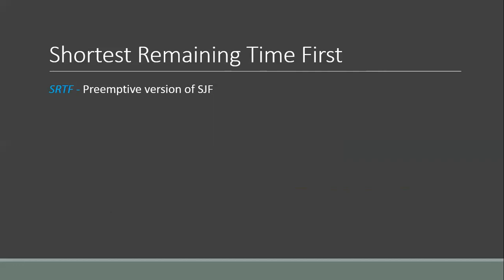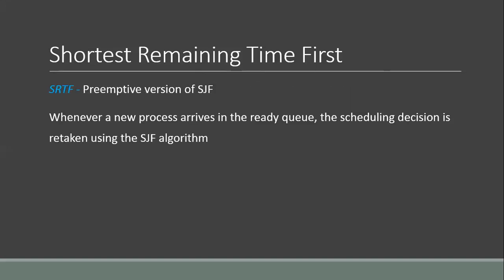Shortest remaining time first algorithm. SRTF is the preemptive variant of SJF. Whenever a new process arrives in the ready queue, the scheduling decision is retaken using the SJF algorithm. So what we do in the SRTF algorithm, whenever a new process arrives in the ready queue, we will retake the scheduling decision.